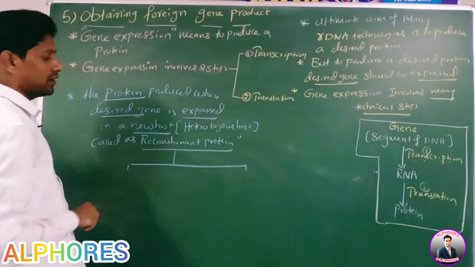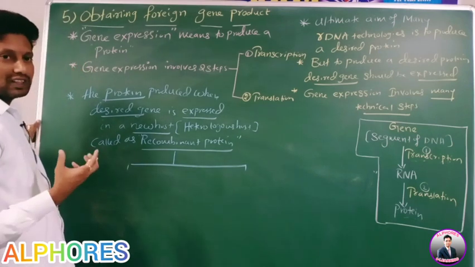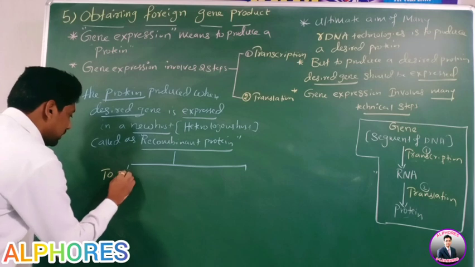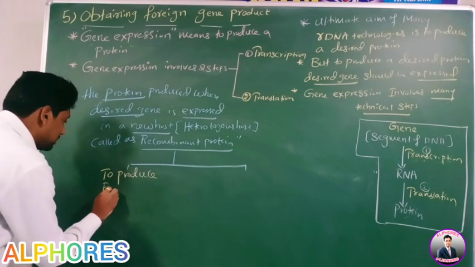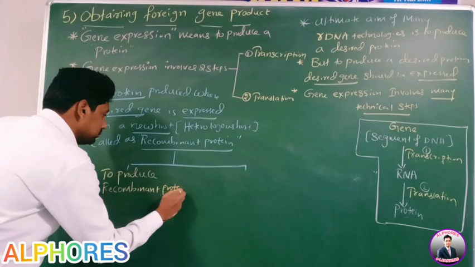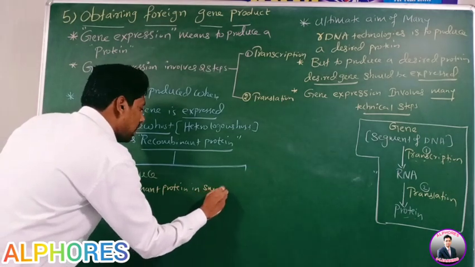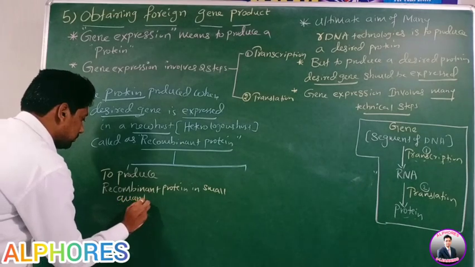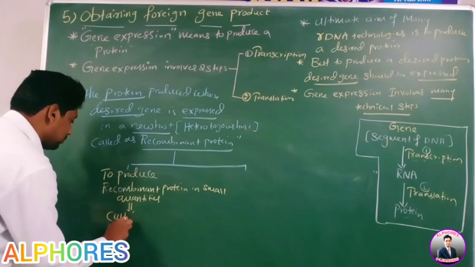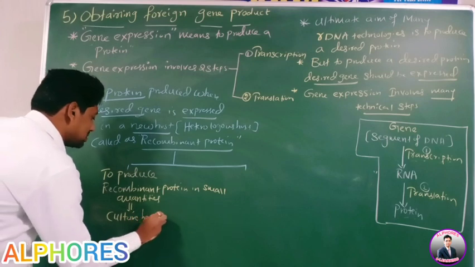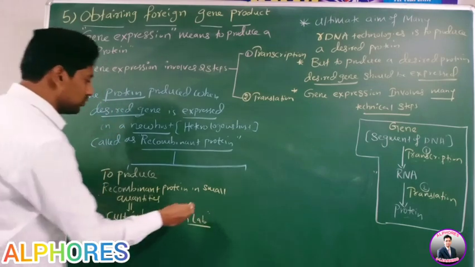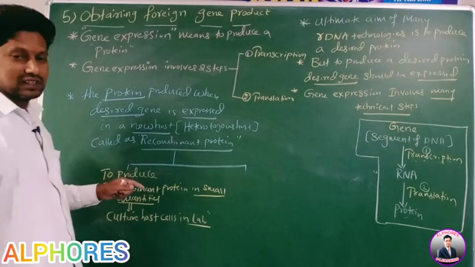To produce this recombinant protein in small quantities, we have to culture the host cells in the lab. Is it okay? Right. Therefore, to produce recombinant protein in small quantities, what do we have to do? Culture means grow. We have to culture the host cells in the lab.